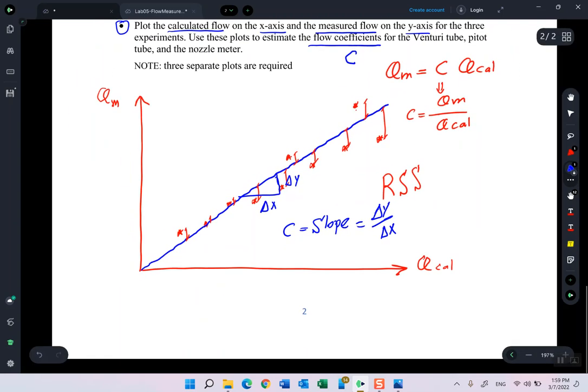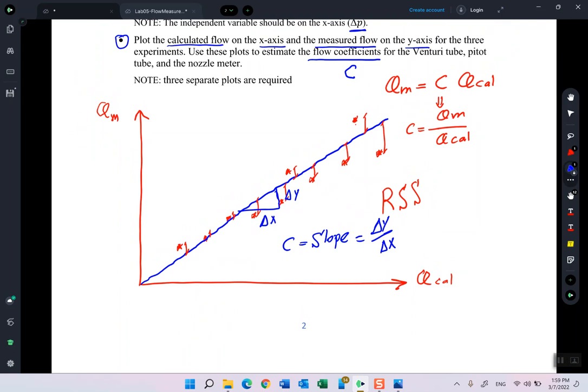Just to make sure that you understood the idea correctly, what will happen if someone draws the relationship not with Q calculated on the x-axis, but instead draws the Q measured on the x-axis and the Q calculated on the y-axis? So what will be the result? What will be the difference between this solution and the previous one? Is it negative? No, it won't be negative.